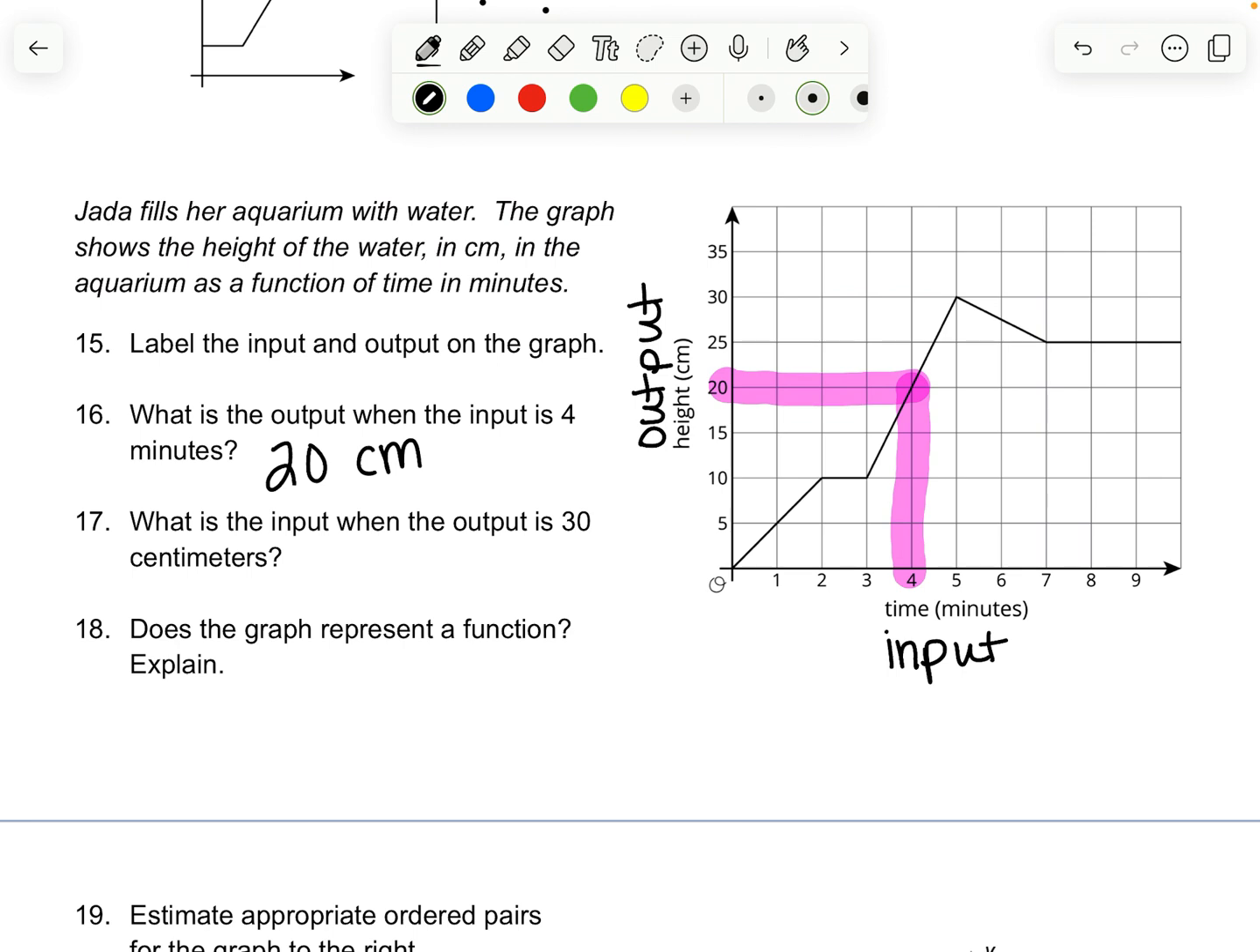For number 17, what is the input when the output is 30 centimeters? So on here, I'm going to go to 30 centimeters and go to the right until I'm at the line on my graph. And then I look down. It should tell me 5 minutes. So I'm going to put 5 minutes for 17.